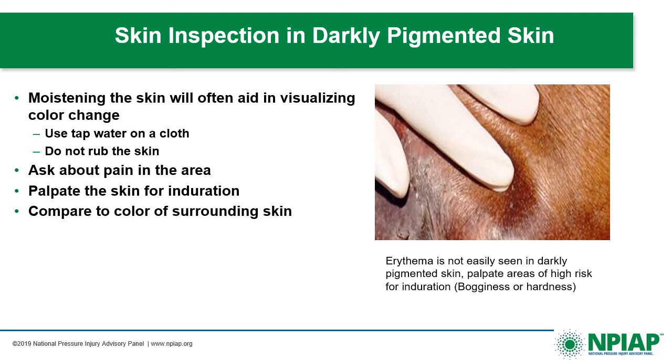So a couple techniques to help you a little bit. One is to moisten the skin. The skin of darkly pigmented patients tends to be quite dry, and when it's very dry on the outer layer, it occludes you from seeing the deeper layers. All you need is tap water on a washcloth. You don't have to soak them down, but also be careful you don't rub the skin, because you don't want to stimulate a red response that you mistake for a stage 1.